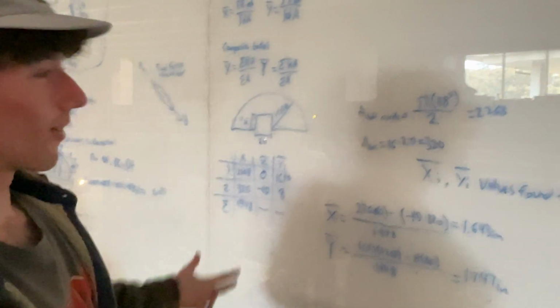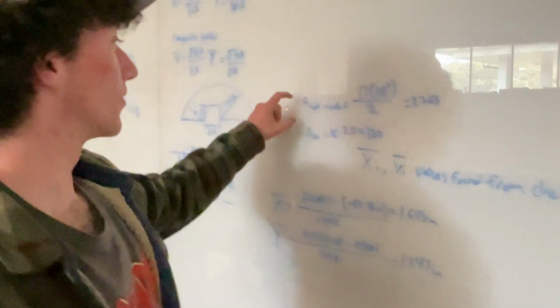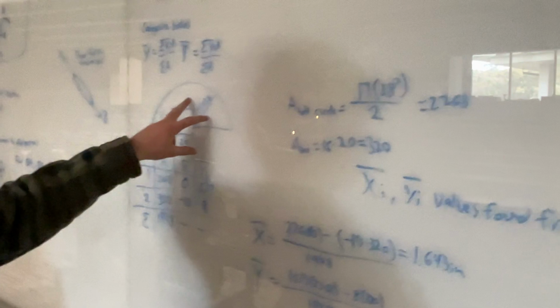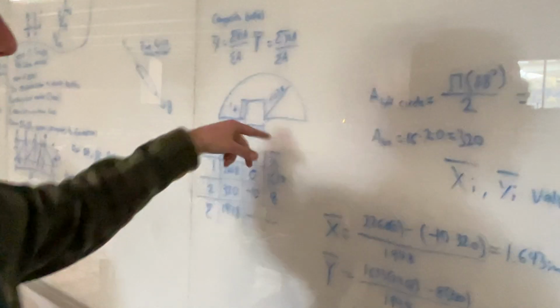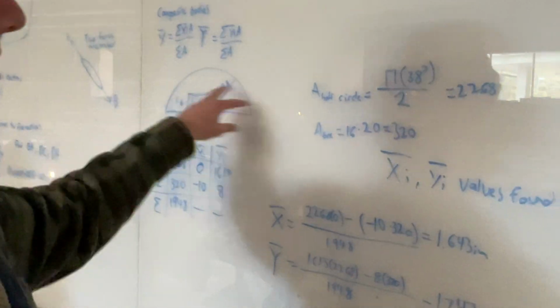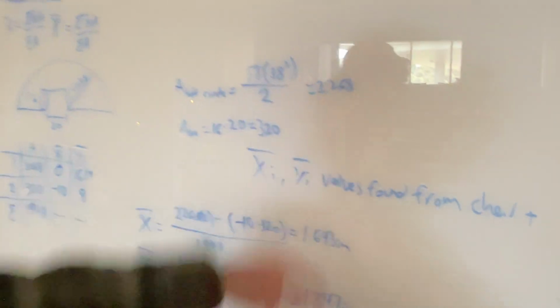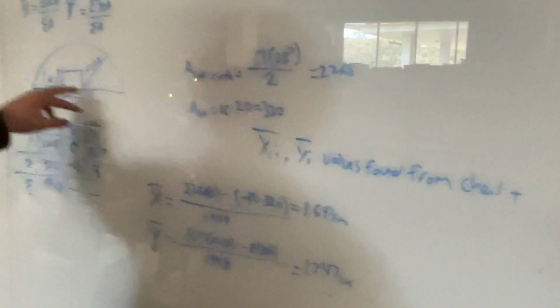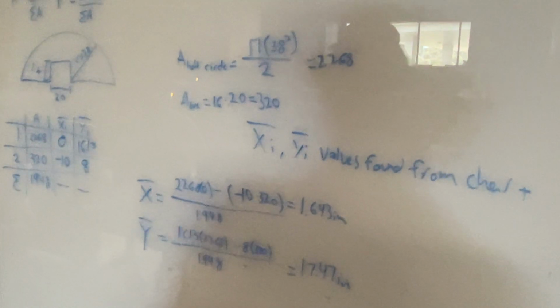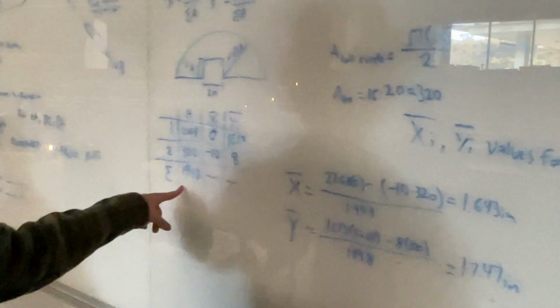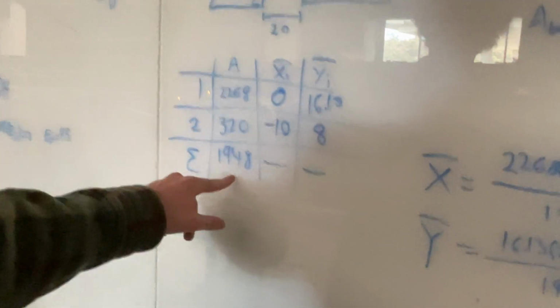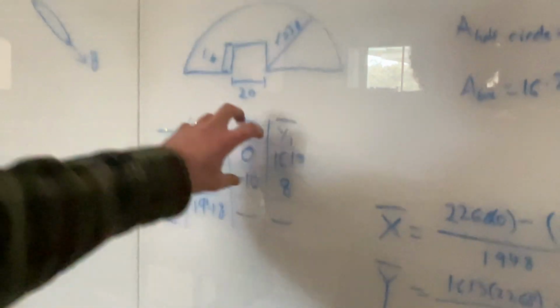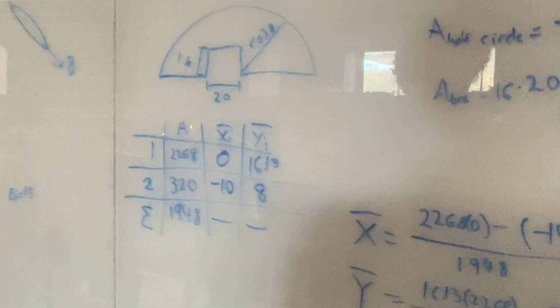Right now, all we have to do is pretty easy. We're just going to find the areas of these 2 shapes. We're cutting this out, so we'll be subtracting it in the end. The half circle is 2200, closer to 2300. This box is 320. For the sum of the area down here, I subtract the 2 and we get 1948. These 4 values are all found from a table.